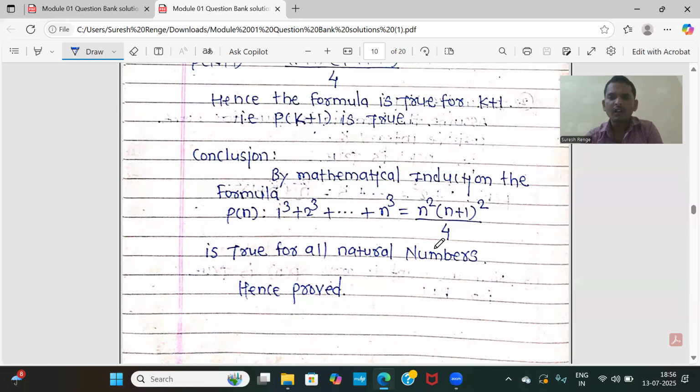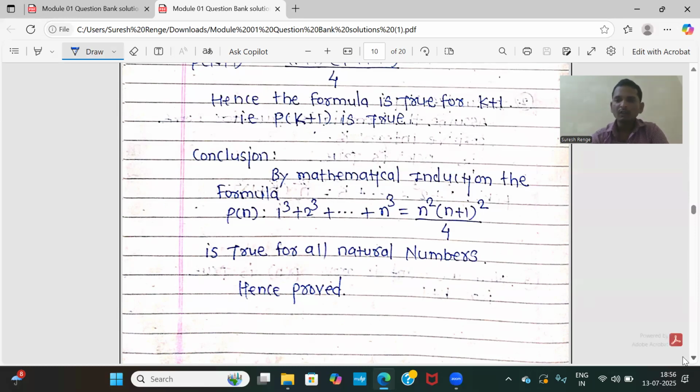You can write a different statement in your own language. From the above steps we conclude that this given formula is true for all natural numbers. Write it in your own words. If you understood, well and good.